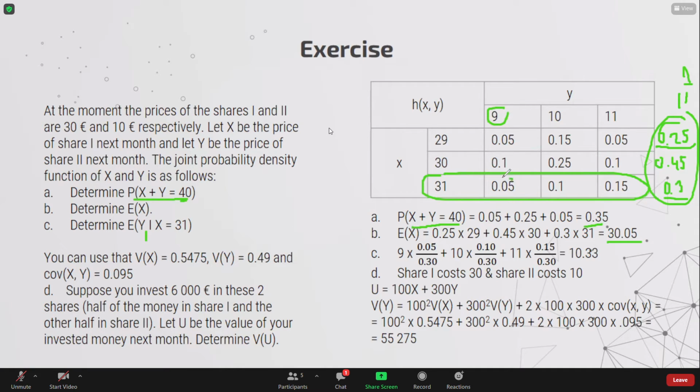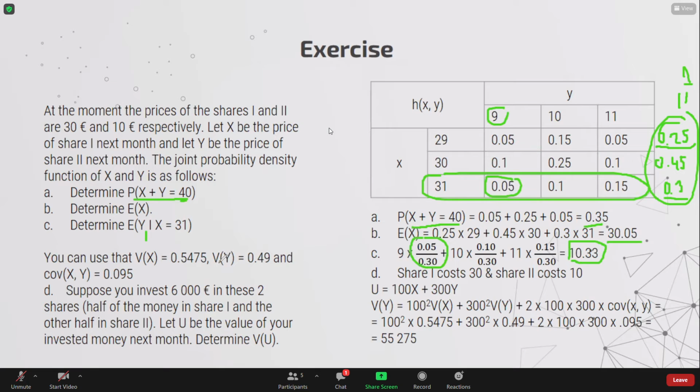9 times the probability of that event divided by the total probability, that is the whole x. 0.05 divided by 0.3 is just that event's part of the whole sequence for x being equal to 31. And we do the same for y being equal to 10, then being equal to 11. And the conditional expectation in the end should be equal to 10.33.